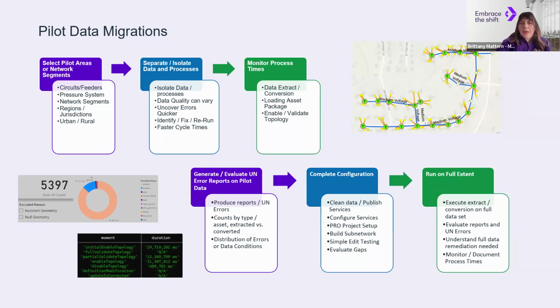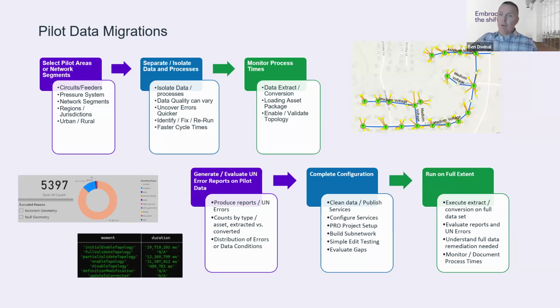So Ben, how many pilot migrations would you typically deploy or recommend that you deploy? And how do you choose which data to test first? It seemed like you talked a lot about multiple different data sets, but how do you prioritize that?